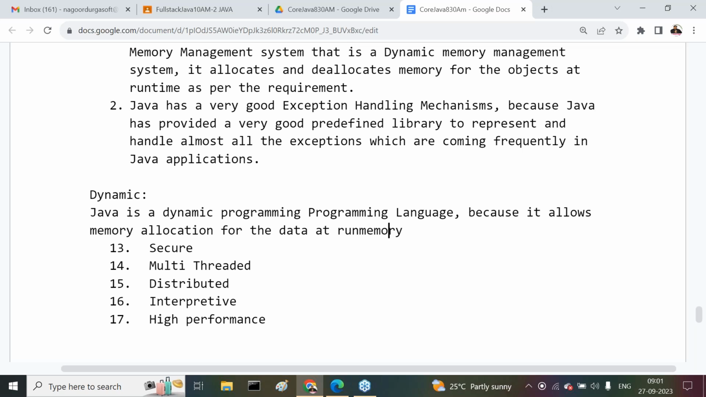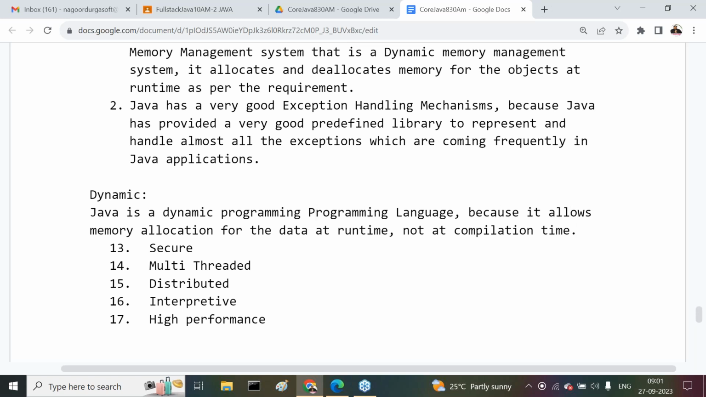It allows memory allocation for the data at runtime, not at compilation time. I'm just talking about default memory allocations, guys. Try to understand it clearly. Alright, now we can identify this clearly.